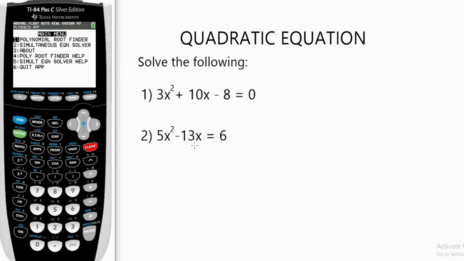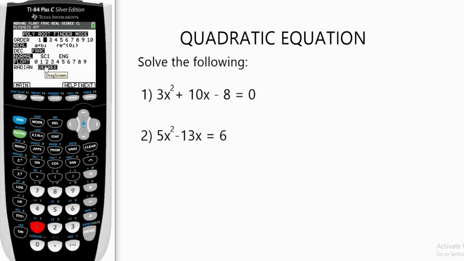Alright, so once you press clear, you will see these options for you. We want to find the roots of this quadratic equation, and option 1 is showing us polynomial root finder, which is what we want to find. So we press 1. Once you press 1, this will display for you.